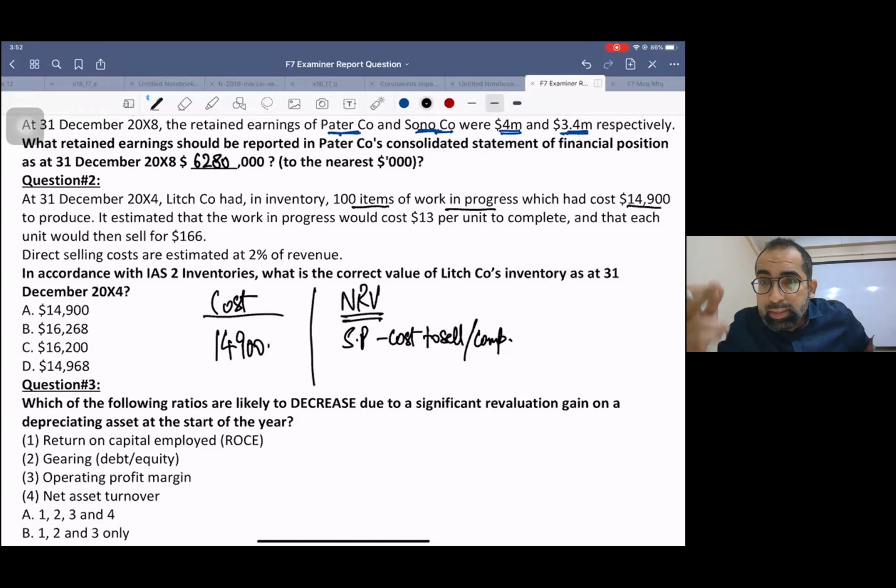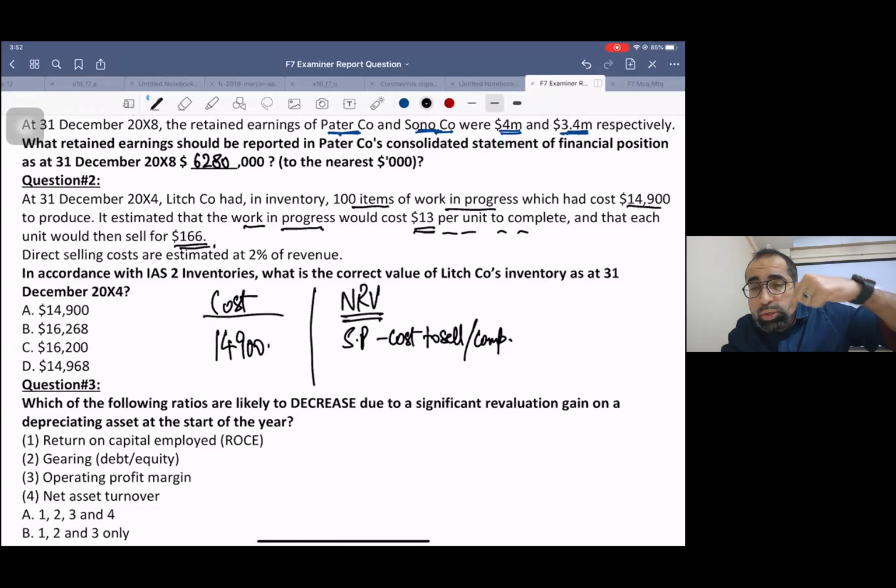Now open your eyes, this is the latest question. ACCAglobal.com says these are the latest questions. Listen, it is estimated that the work in progress would cost $13 per unit to complete. This is cost to complete. And that each unit would then sell for 166. This is the final selling price.